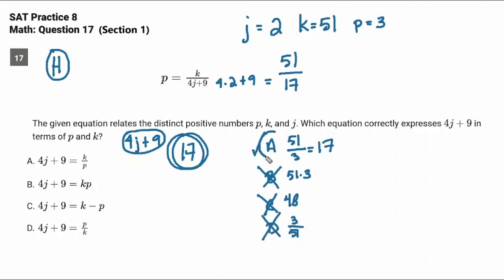You are sure you're right when you leave this hard question, when you plug in. Please plug in. It's the easiest way to raise your score. Get it right and move on.